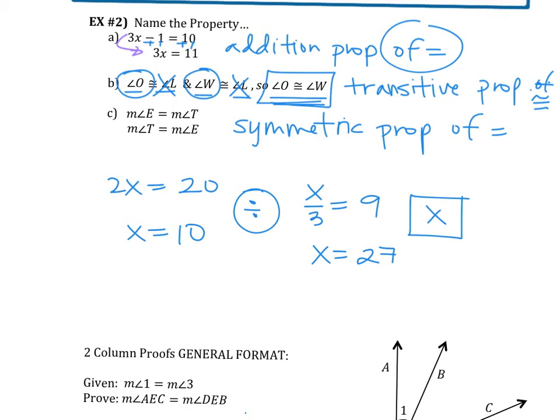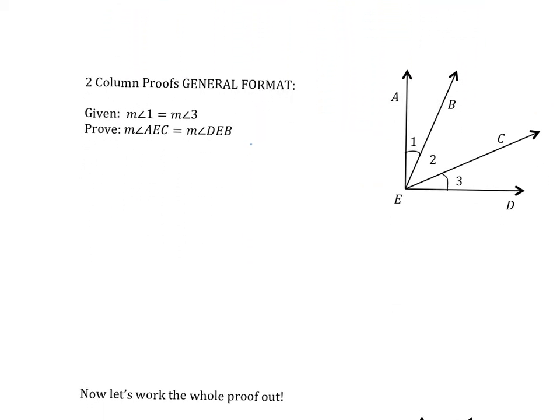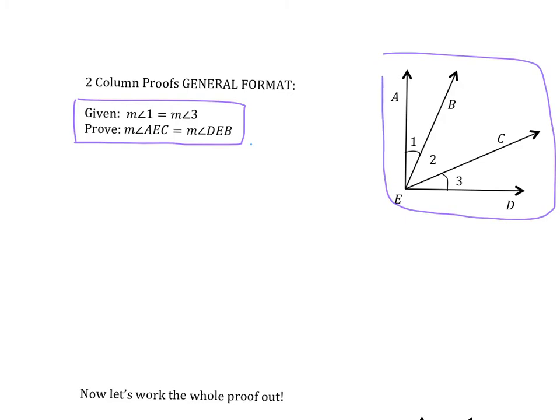Every time I give you a proof, it will be a 2-column proof, which means your left side is here's what I did, and your right side is here's the property or the reason that I did it, okay? So we're gonna look just at the general format real quick, and then I'll actually work this proof out. But here's what you need to know about proofs. You will always be given something that's given and something to prove, and then you'll always be given a picture along with it.